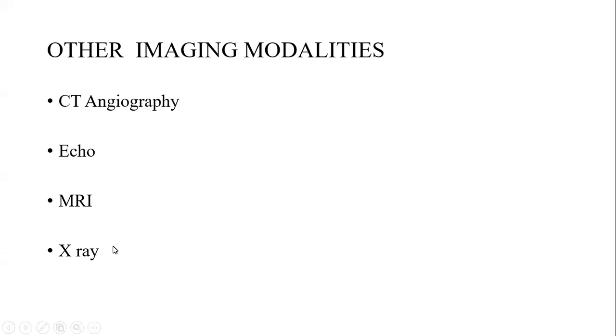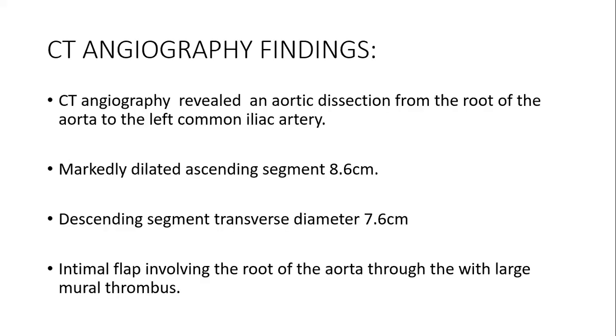So with X-ray, you can't really confirm that there is aortic dissection, but you can just suspect. When you do the chest X-ray, you can even measure the mediastinum. If you find that the mediastinum is greater than 8 centimeters, then you start suspecting that, so you can send the patient for other imaging modalities. So these were the CT findings.